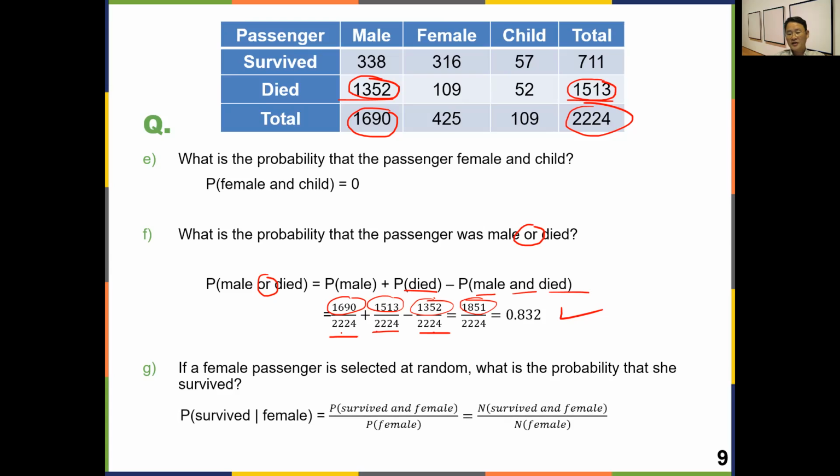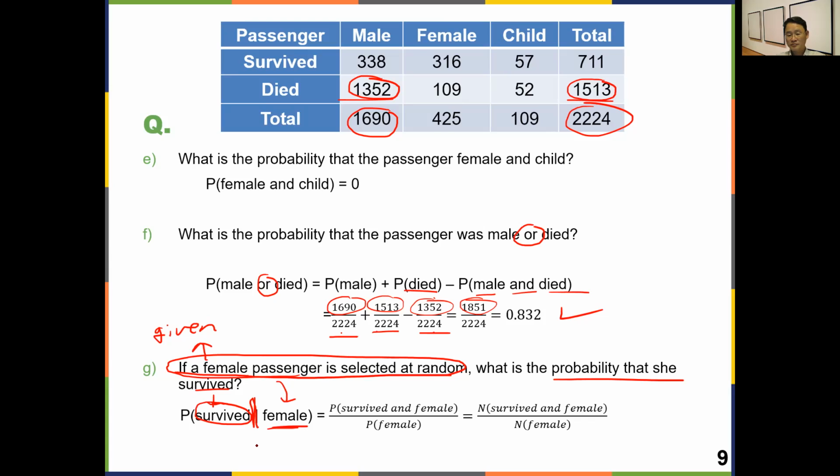If is what? If is a conditional probability, right? It's a conditional statement. So if a female passenger is selected at random, that's the conditioned part, or that's the given part. What's the probability that she survived? So survived goes first. We have a condition given. What's the condition? It's got to be female, right?